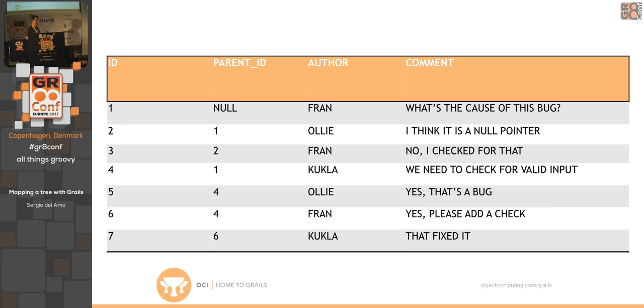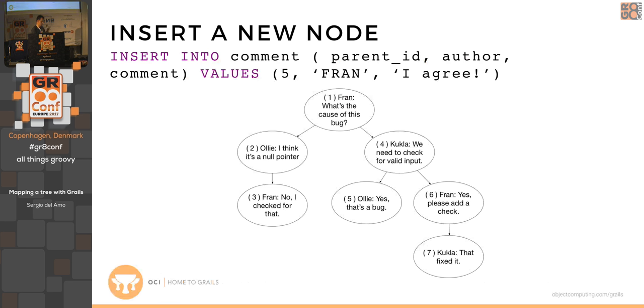This will map in a database in this simple table. So the table before displays this graph, basically. An adjacency list has some problems, as we will see soon enough, but it has advantages as well.